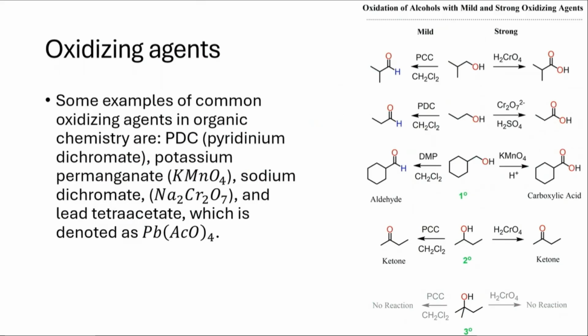So finally, I want to go over oxidizing agents. Some examples of common oxidizing agents in organic chemistry, which you should know if you've taken IB Chem before, are PDC, which stands for pyridinium dichromate, potassium permanganate, KMnO4, sodium dichromate, Na2Cr2O7, and lead tetraacetate, which is known as Pb(OAc)4. And if you see abbreviations like Ph, Ac, or Et, those generally denote benzene rings, acetyl groups, and ethyl groups.